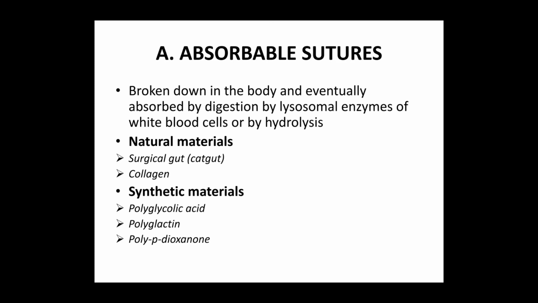These absorbable sutures are broken down in the body and eventually absorbed by digestion by lysosomal enzymes of WBC or by hydrolysis. So whenever an absorbable suture material is used, it is totally dissolved. The suture material gets absorbed in the body by the process of hydrolysis. Absorbable suture materials are of two types, naturally occurring and synthetic. The natural materials: catgut is the best example of an absorbable suture material, and another is collagen. The synthetic materials are polyglycolic acid, polyglactin and polydioxanone.